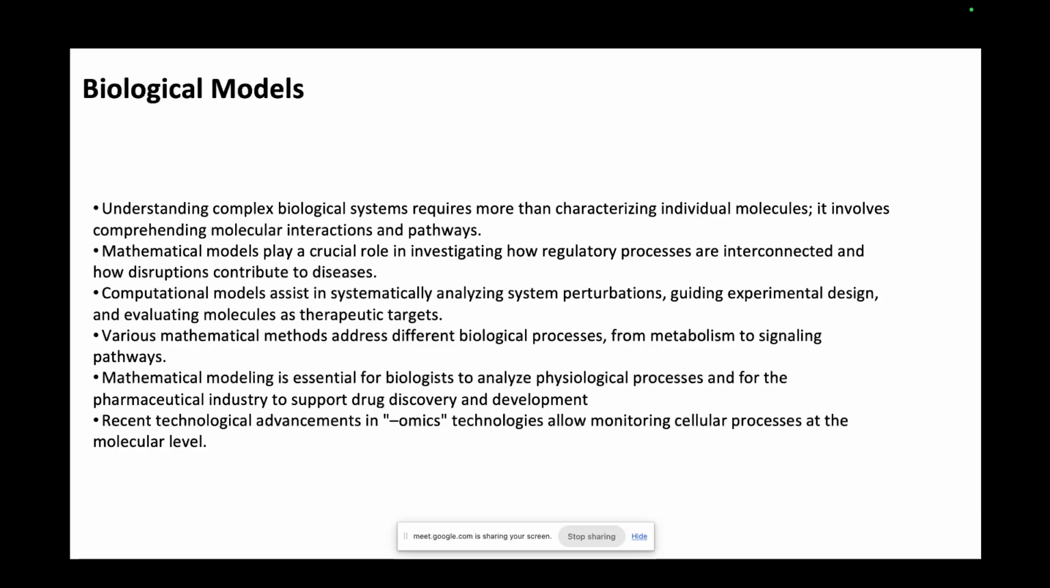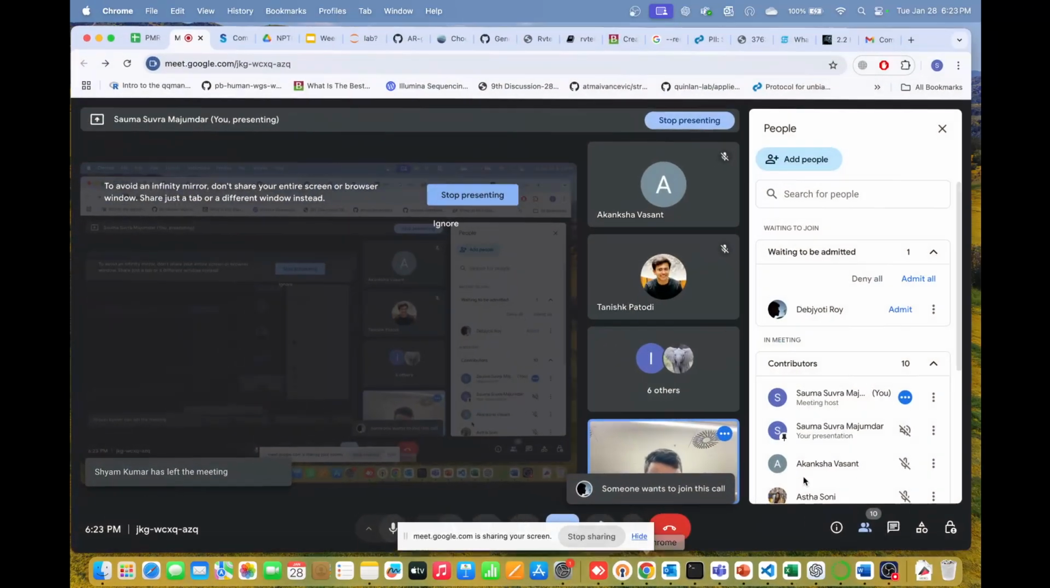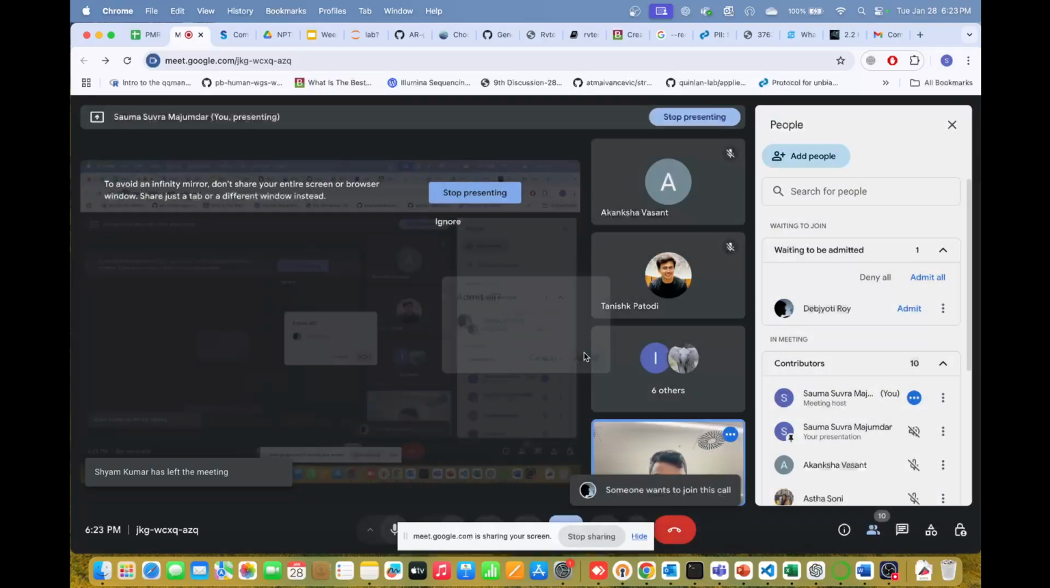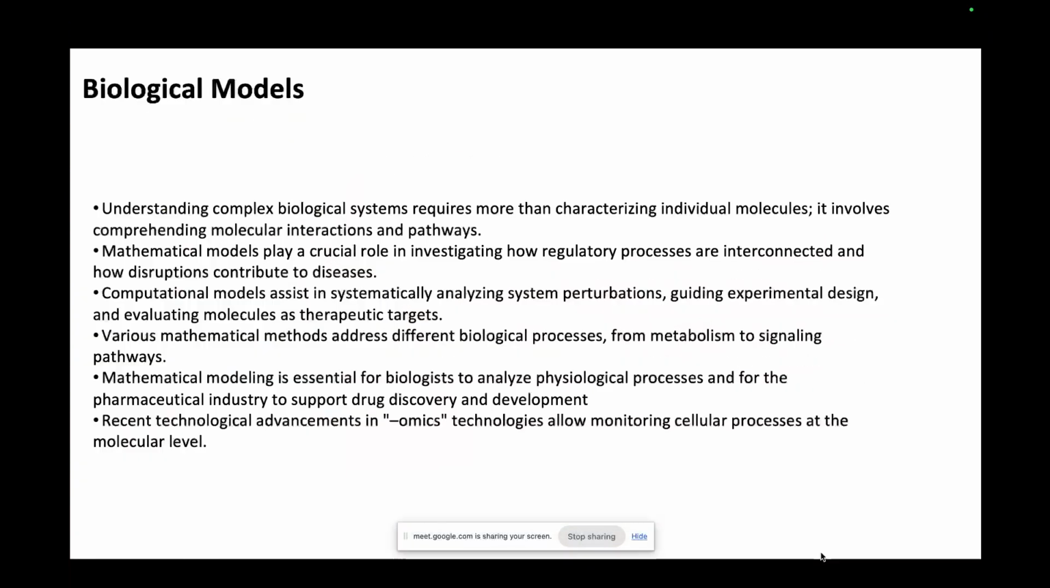So biological models, like applying mathematical models to biology. This is what I mean by biological models. Understanding these complex biological systems requires more than characterizing individual molecules. It involves comprehending molecular interactions and pathways, as I was saying for the last 10-15 minutes. So it's important to consider everything that is possible inside biological systems. Now, these mathematical models play a crucial role in investigating how these regulatory processes are interconnected, and how disruptions of these regulatory processes can lead to diseases.